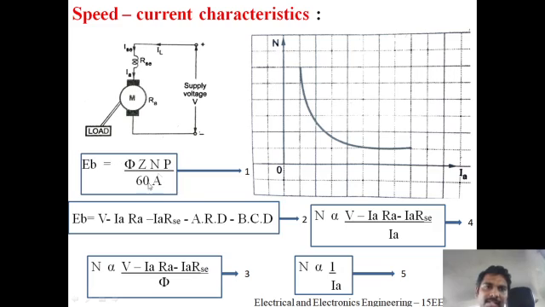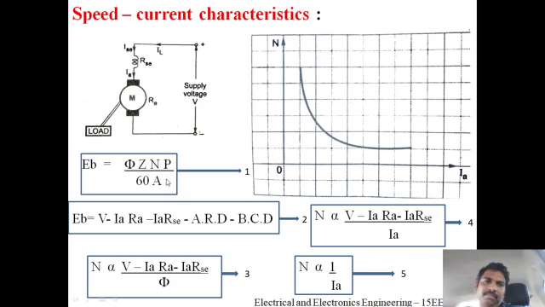We know that EB is equal to phi Z N P by 60A, because already we have seen this particular equation, that is the back EMF equation, which depends on phi, the flux per pole. Z is the number of armature conductors, N is the speed of armature in RPM, which is the term we require, and P is the number of poles, divided by 60A.